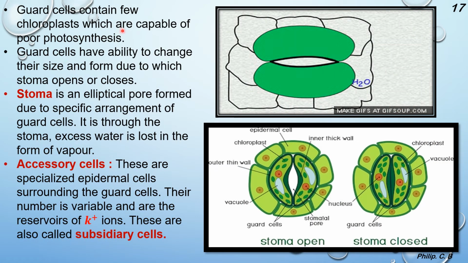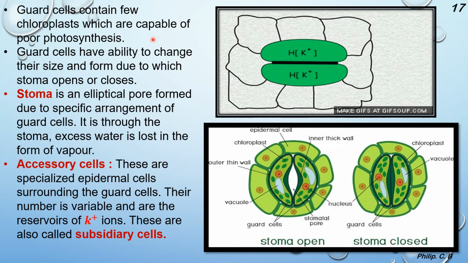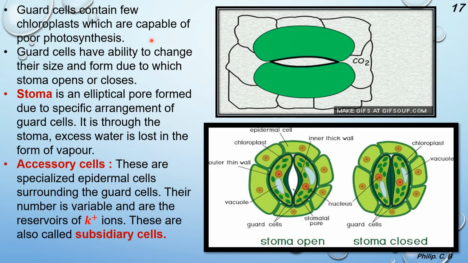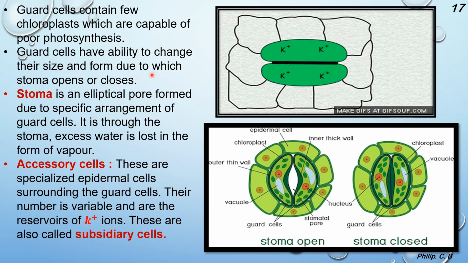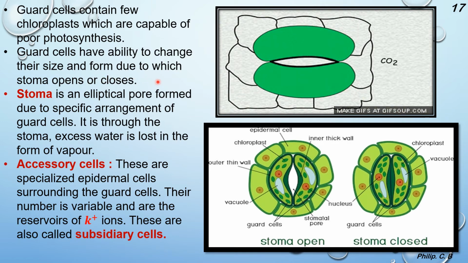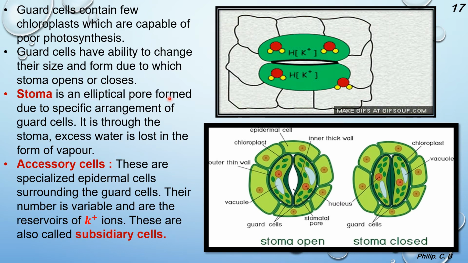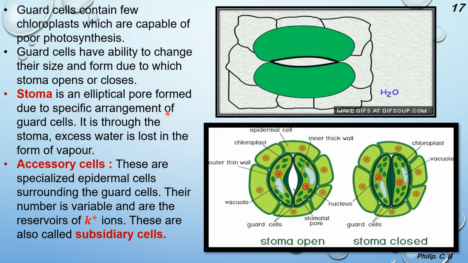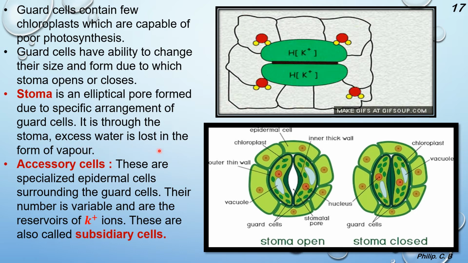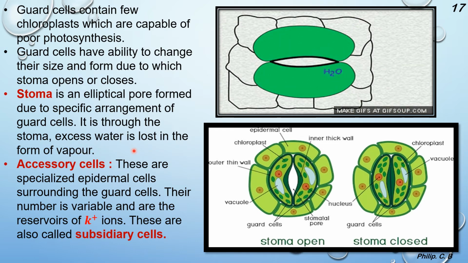Further, guard cells contain few chloroplasts which are capable of poor photosynthesis. Means the chloroplast is present but very few in number. Guard cells have the ability to change their size and form, due to which stoma opens or closes. That's why the shape can change when it opens and closes. Stoma is an elliptical pore formed due to specific arrangement of guard cells. It is through the stoma that excess water is lost in the form of vapor. That is how water vapor is evaporated.